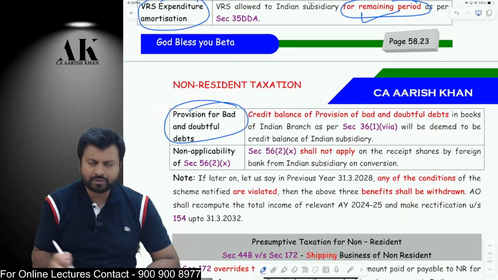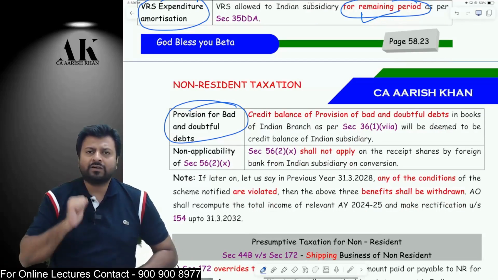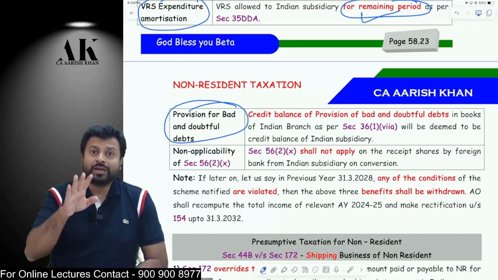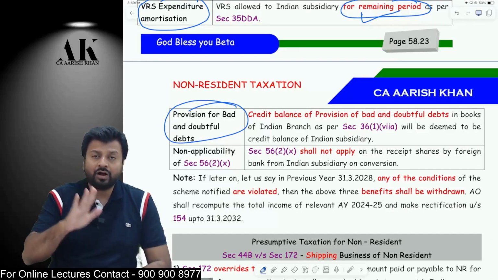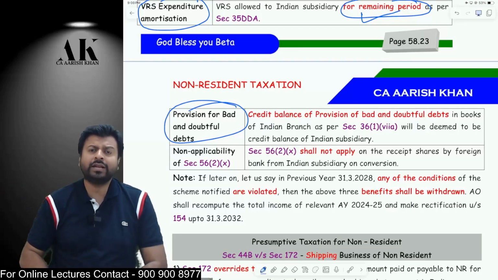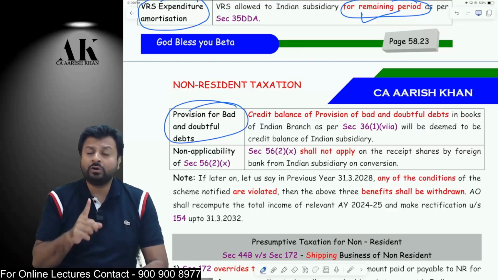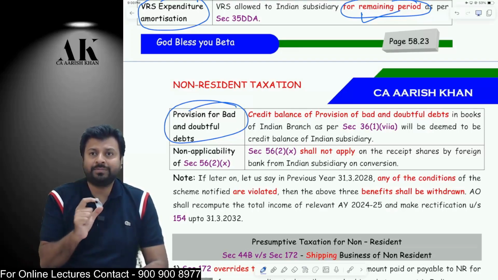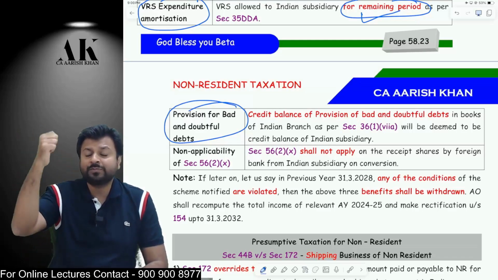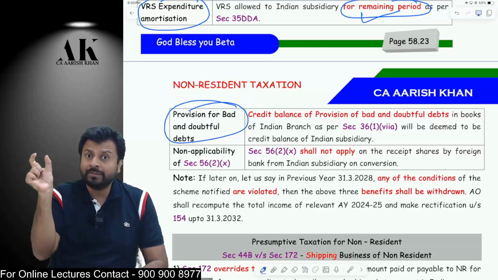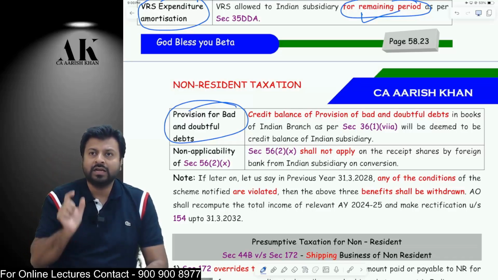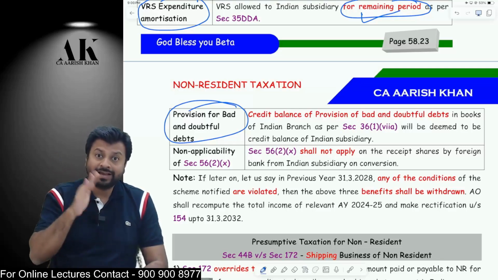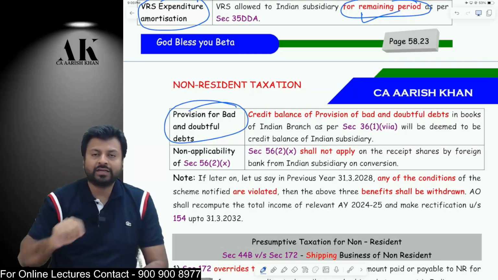What about provision for bad debts? Do you remember that in case of banking companies, and this is the banking company only, you get the deduction of provision for bad debts and also actual bad debts. But the actual bad debts is allowed when the actual bad debts is greater than the provision for bad debts. And when you compare the actual bad debts with the provision for bad debts, which provision do you take? You take the opening balance as well as the current year provision, and you compare that with actual. If actual is more than both of them, then you will get the deduction of actual bad debts.